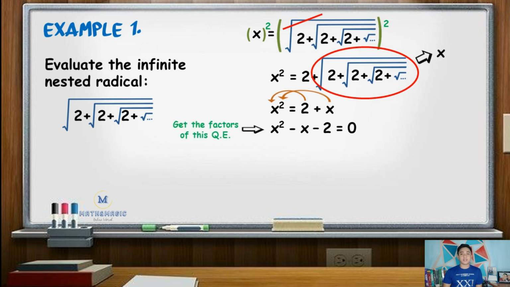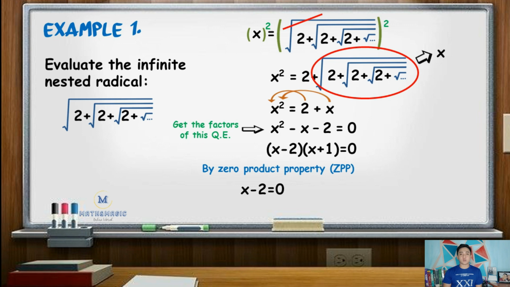Now, solving for quadratic equation, we can use different methods like factoring, completing the square, or quadratic formula. Looking at this equation, I think it's more practical to use factoring. So getting the factor of our quadratic expression on the left side, we will have the factors quantity x minus 2 and quantity x plus 1. Now using the zero product property, equating both factors by 0, we'll have x minus 2 equals 0 and x plus 1 equals 0. This brings now the values of x of positive 2 and negative 1.